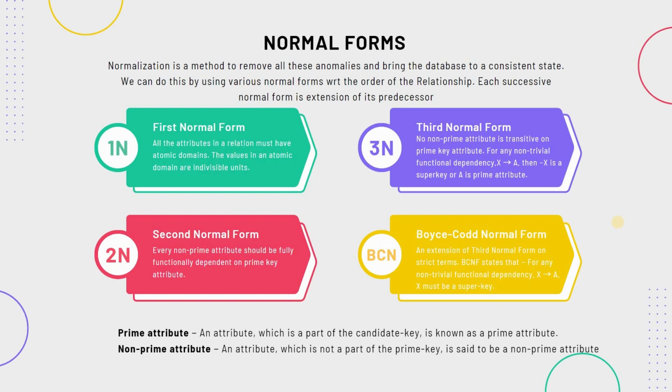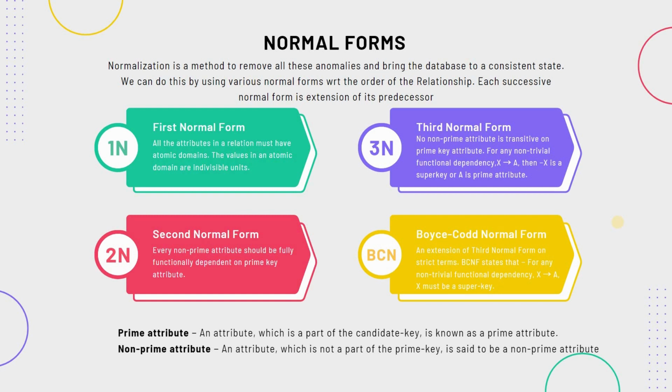Before I explain normal forms, let me tell you about prime attribute and non-prime attribute. Prime attribute is a part of a candidate key, that is a set of one or more columns that can uniquely identify a row within a table. Non-prime attribute is basically an attribute that is not a prime key, that contains a value that uniquely identifies each row in a table.